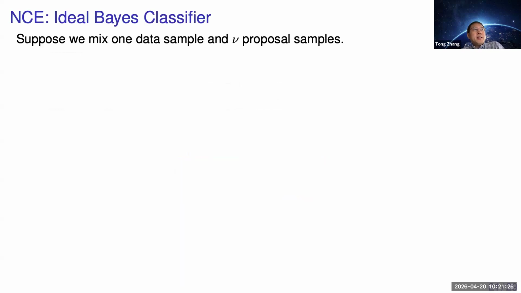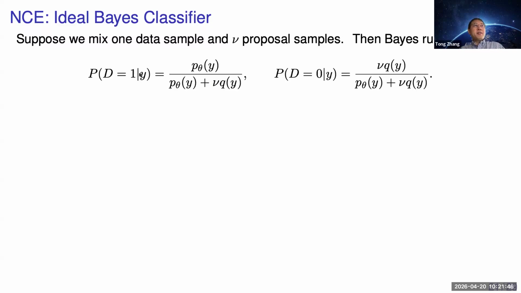So NCE. Let's say you have this setting, right? What does your discriminator look like? Suppose we mix one data sample and mu proposal samples, right? And then you have this formula. So basically, this is just mixing. This guy is the class for your data sample. This one is a proposal sample, right? And they are weighted approximately.